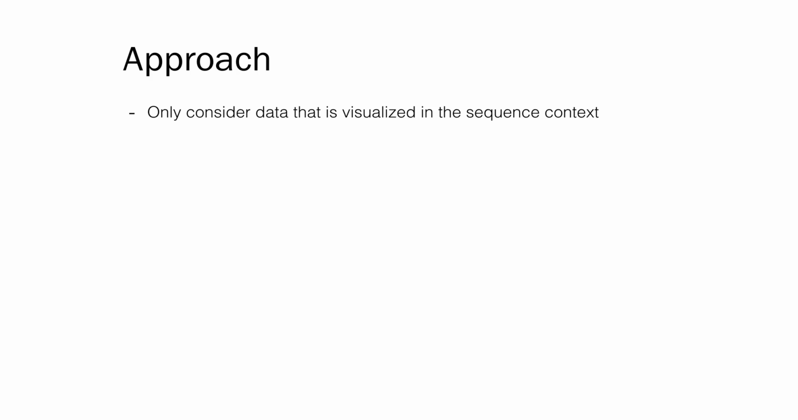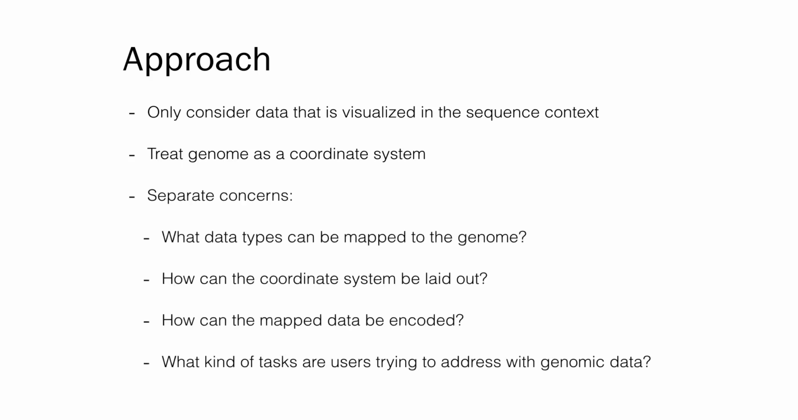So, as I already emphasized, we're only going to look at data that's visualized in the sequence context. So there has to be the genomic sequence somewhere in there. It doesn't have to be shown explicitly, but the data is mapped to that sequence and has to be shown like that. Then I want to propose that we treat the genome as a coordinate system. That's not an unusual thing to do, but I will tell you in a second why it's important. And when we analyze the tools that are out there, trying to understand what the space of visualization tools for genomic data is, we want to separate concerns.